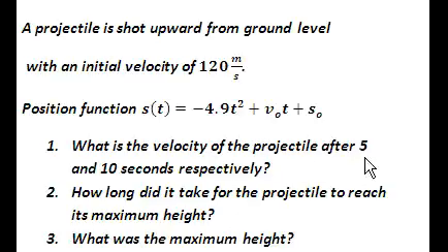What is the velocity of the projectile after 5 and 10 seconds? So velocity in the previous problem meant that we need to take the derivative of the position function. Now, the initial velocity is 120 meters per second. Remember where that goes, it goes right in here, because v sub naught means initial velocity. But what about this guy? Well, its initial distance, remember, was 0. But anyway, let's just get started.